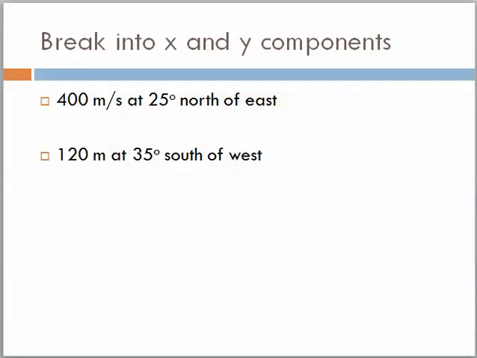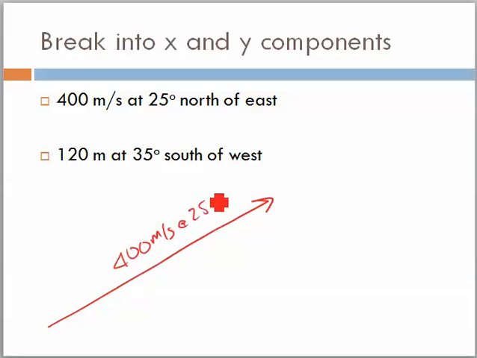The first example here is we're going to just break this down into its x and y components. And we talked a little bit about this in class, but let's look at our first example here. If we had this vector, it says it's going 400 meters per second at 25 degrees north of east. So I've got this vector, and we're going to say it's 400 meters per second at 25 degrees north of east.